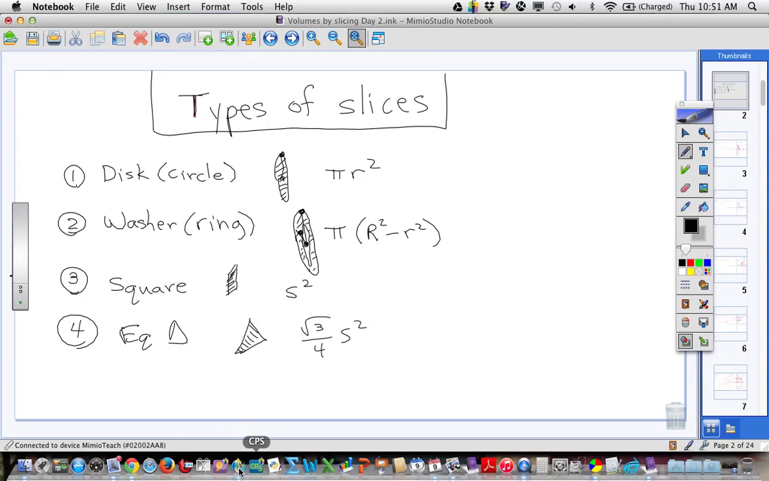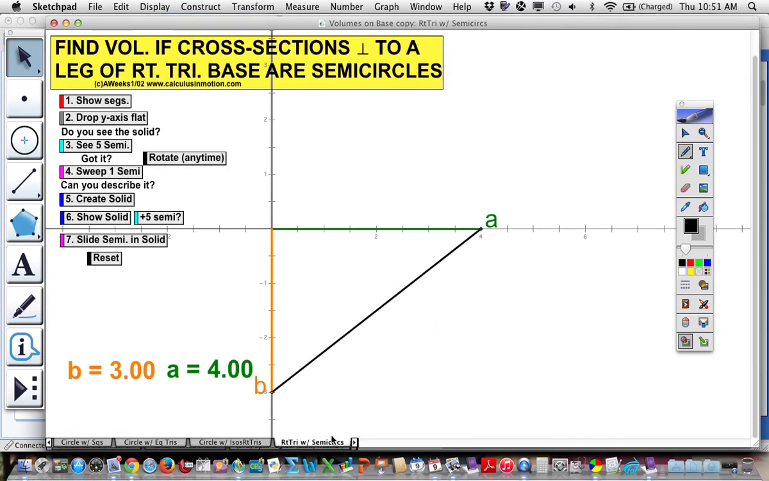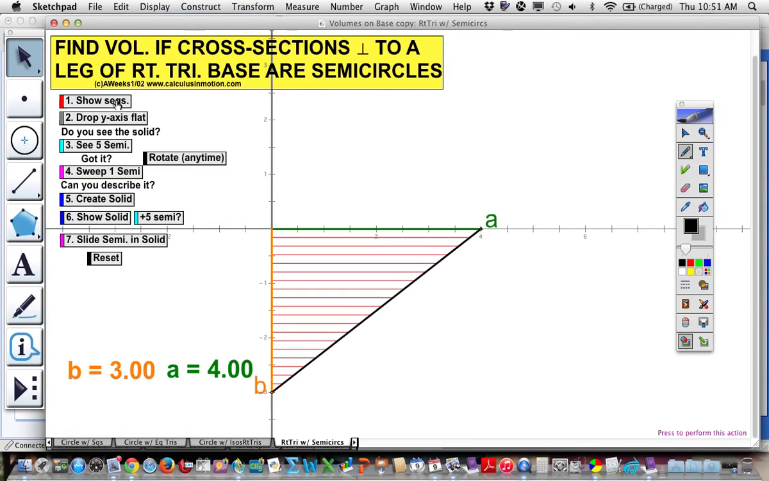All right? Let me show you one more. Different region this time. And we're going to be perpendicular to the y-axis, so we're going to have horizontal strips. This time, this is the base. So it says this is the base of a solid whose cross sections perpendicular to the y-axis are semicircles. So now coming up off of the base are semicircles.